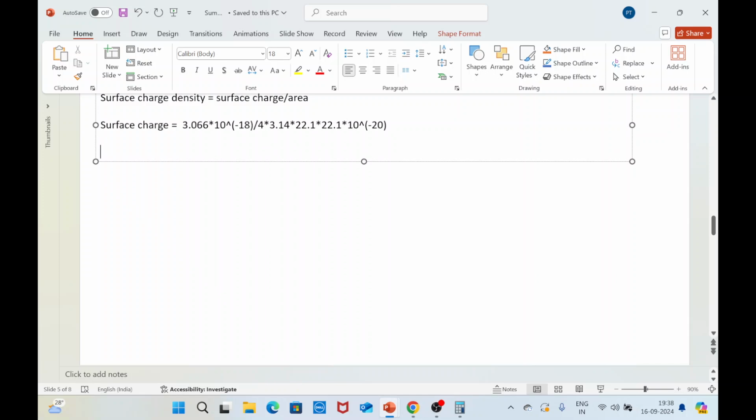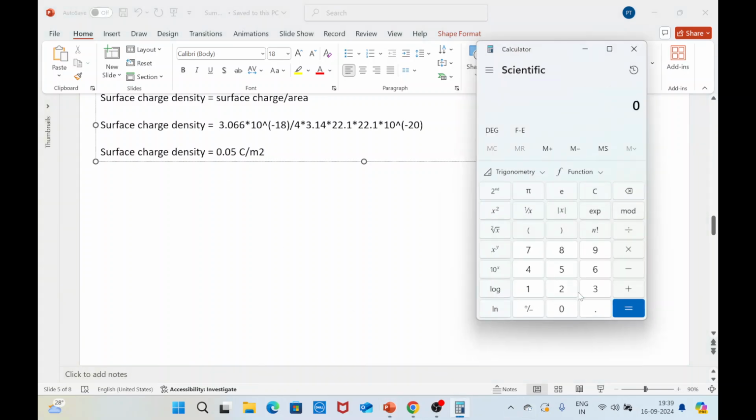So if you do the simplification, then your surface charge density will come out as 0.05 coulomb per meter square. In fact, let me show the calculation here.